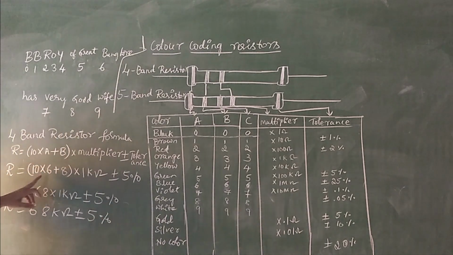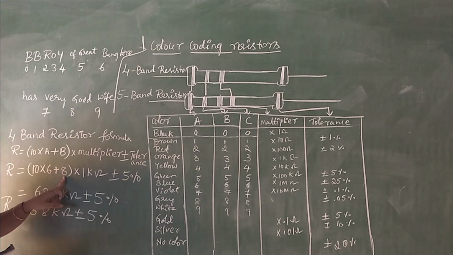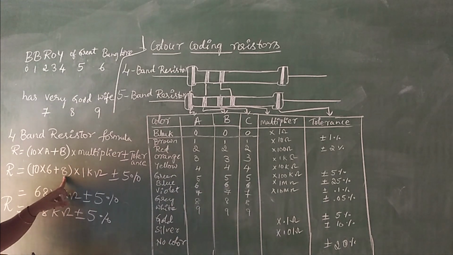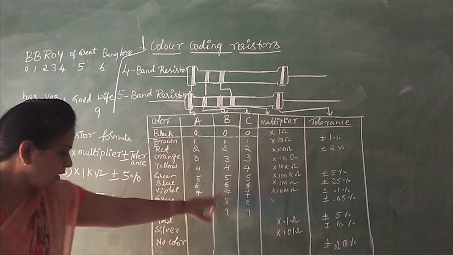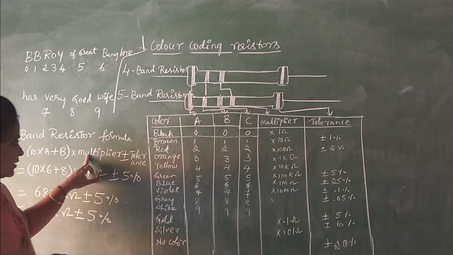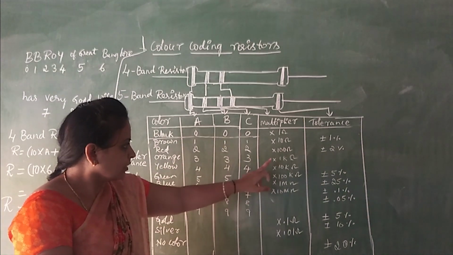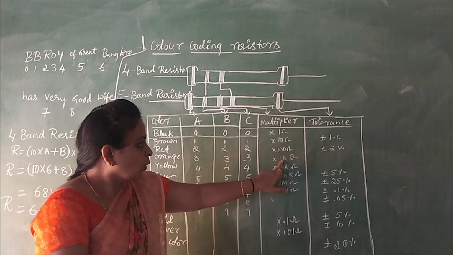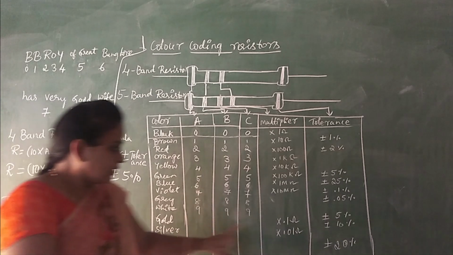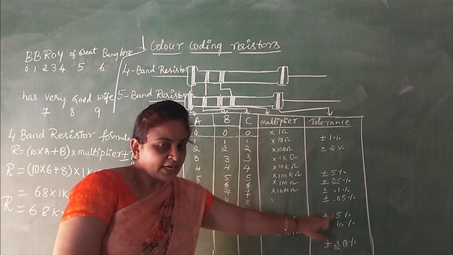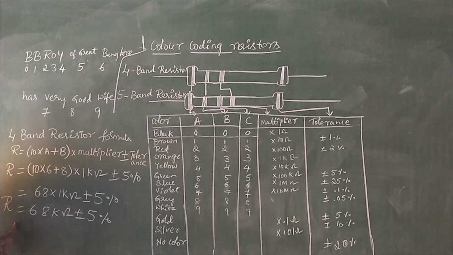The first color is blue, that indicates the band A. The second color is grey, that indicates B, the second column. Next we have the multiplier, 1 kilo ohm. We look for orange, that is 1 kilo ohm. Next we have the tolerance, that is gold. Gold indicates a tolerance of plus or minus 5%. Like that we find the value of the 4-band resistor by using the formula.